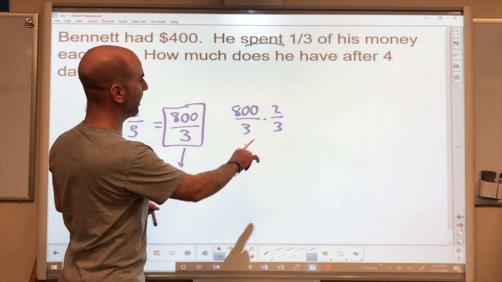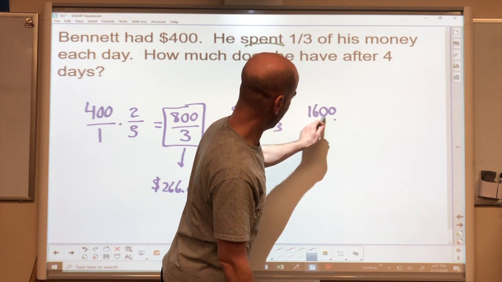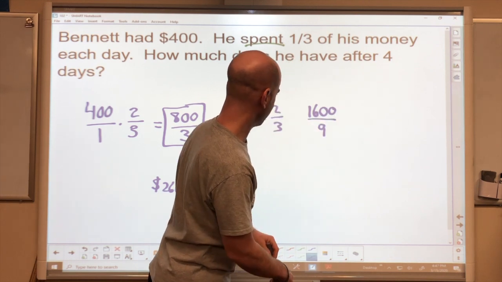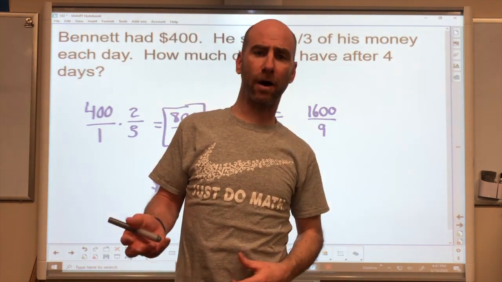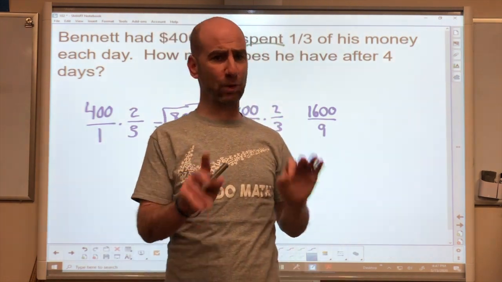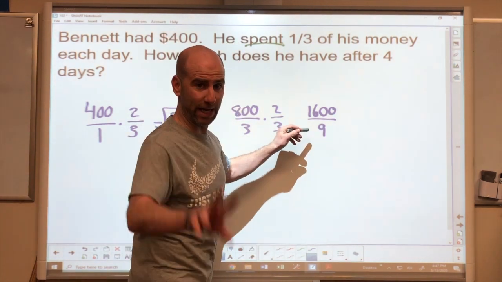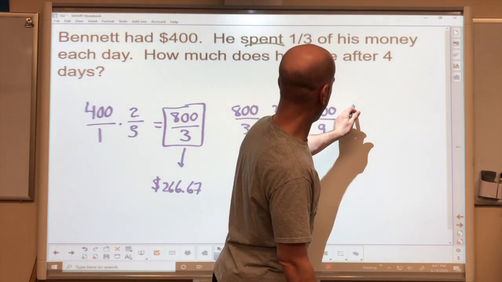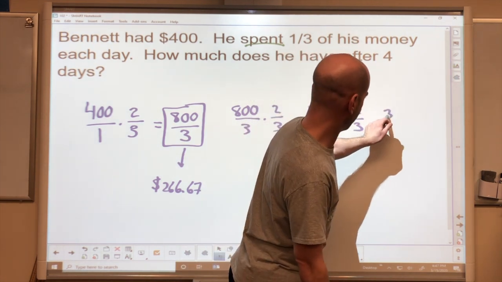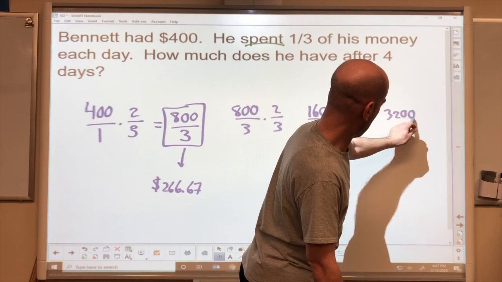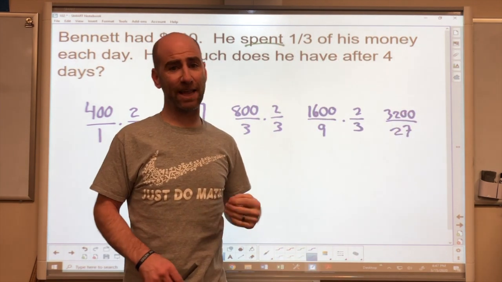Let's see what we have here. This is going to be equal to 1,600 over 9. And again, yes, that is going to be some dollar amount, but we don't need to calculate that quite yet. So this is after day 2. Multiply it by 2/3. This is going to be 3,200 over 27. That's how much money he'll have after day 3.